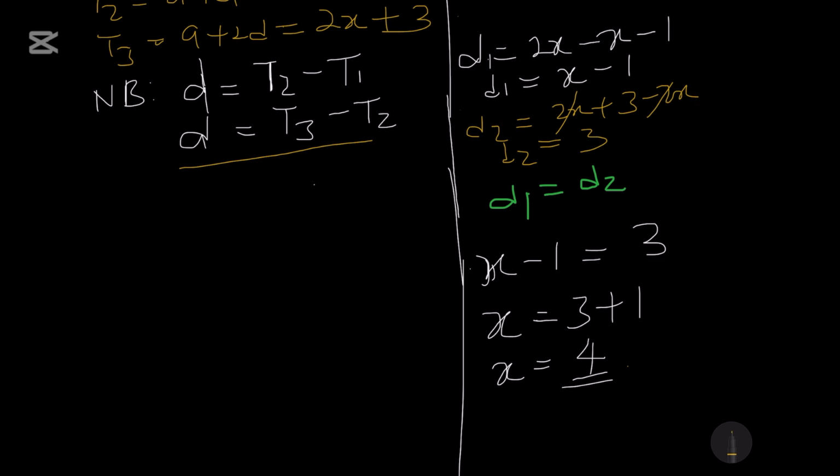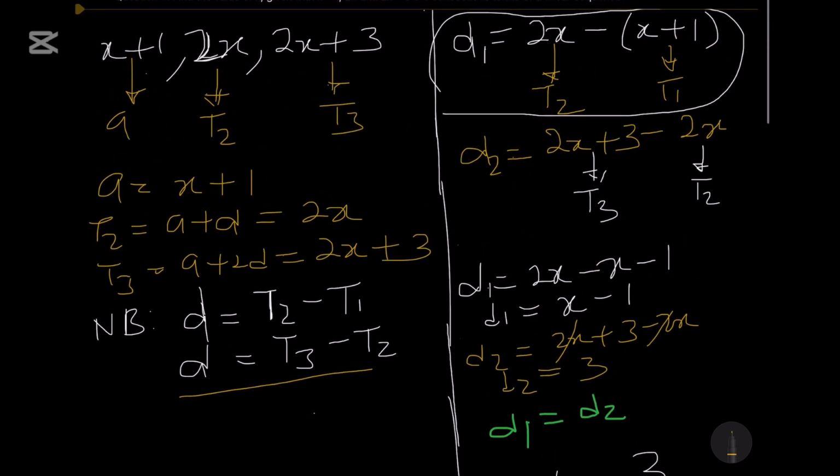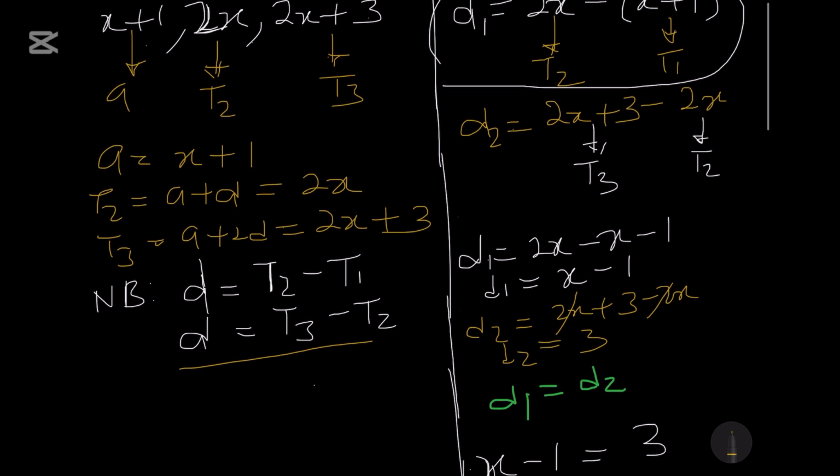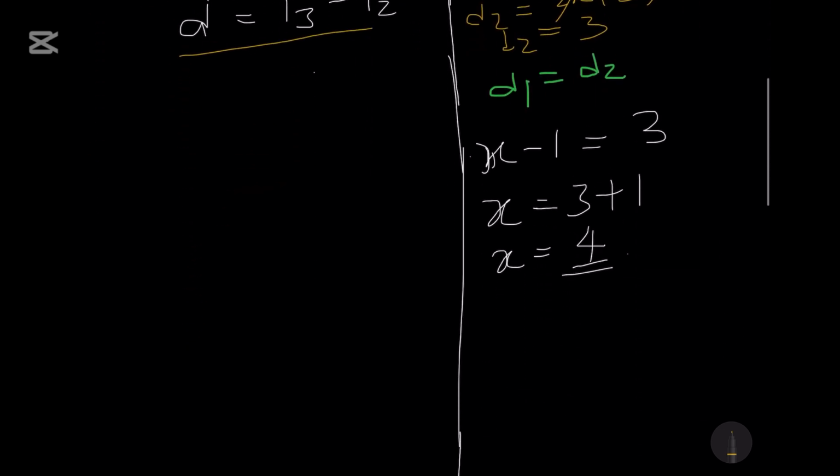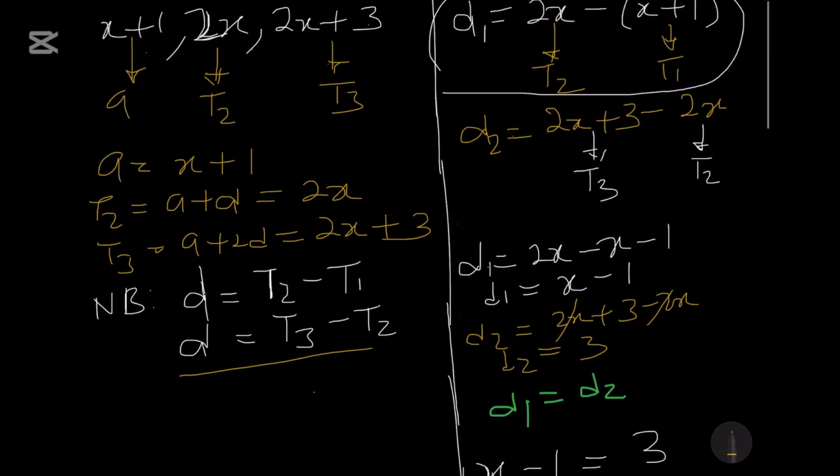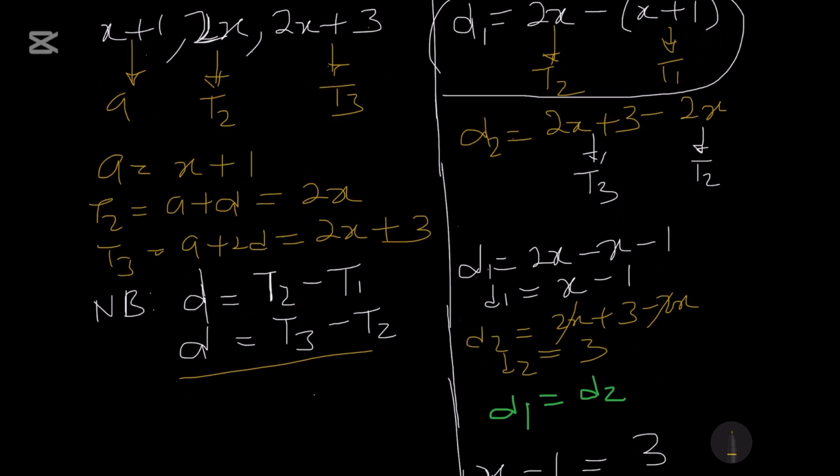Don't forget, let's generate the terms. We have x plus 1, 2x, 2x plus 3. Since our x is equal to 4 already, our first term will be 4 plus 1, which is 5. Second term will be 4 times 2, which is 8. And our last term will be 4 times 2, 8, plus 3, that is 11. So these are the terms.